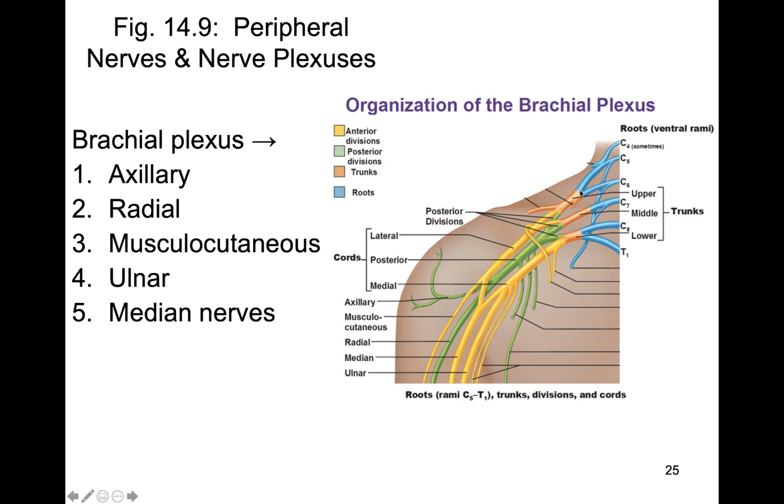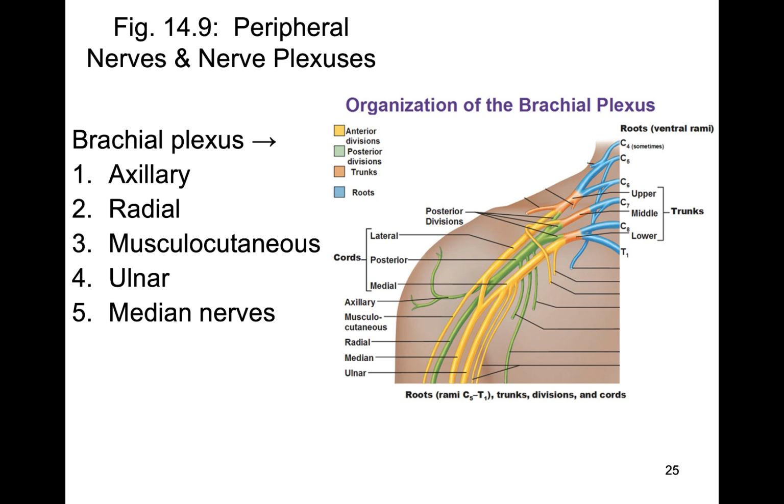The one that combines C5 and C6, that's called the upper trunk. C7 continues, known as the middle trunk. C8 combines with T1, known as the lower trunk. So far we know that the brachial plexus is formed by C5 through T1, and the ones that combine: C5 and C6 making the upper trunk, C7 making the middle trunk, and C8 and T1 making the lower trunk.